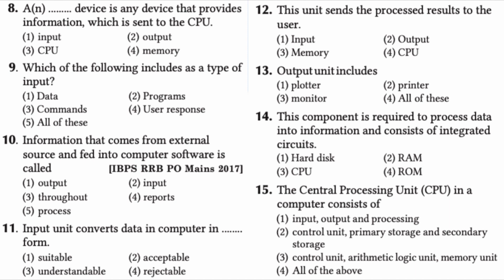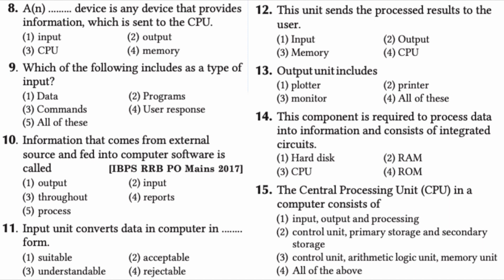Understandable. The input unit of a computer converts data into a form that the computer can understand and process. Question 12. This unit sends the processed results to the user. Here the correct answer is 2. Output. The output unit of a computer is responsible for presenting the processed results to the user, which could be in the form of text, images, or other media.